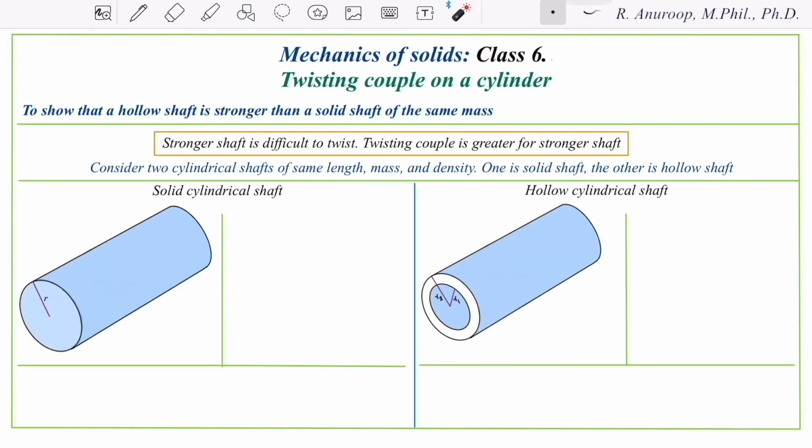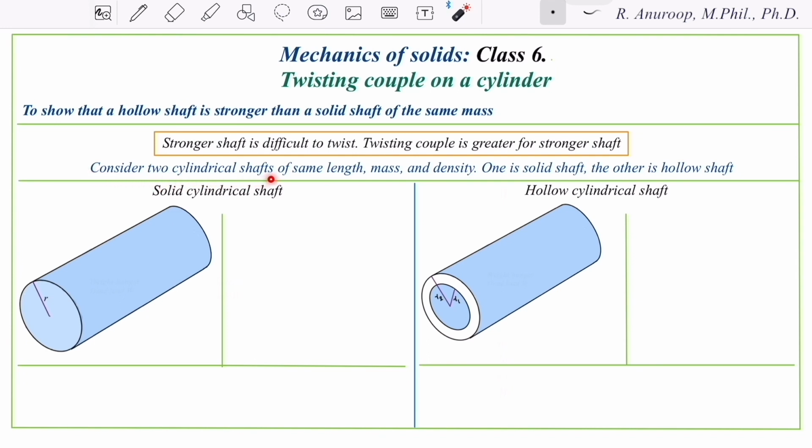We are studying the twisting couple on a cylinder. In this section, we will prove that a hollow shaft is stronger than a solid shaft of the same mass. A stronger shaft is difficult to twist. What does this mean? The twisting couple is greater for the stronger shaft. If we have two shafts, then the twisting couple is greater for the stronger shaft.